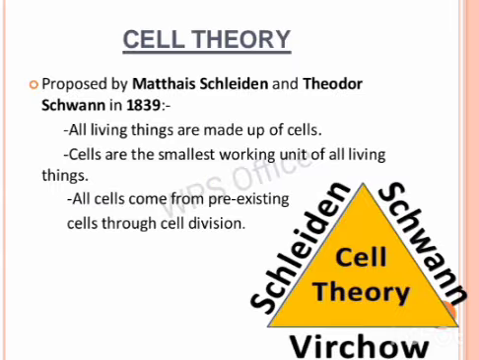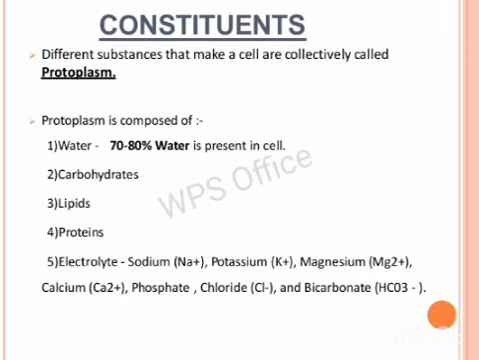Cell theory was proposed by Matthias Schleiden and Theodor Schwann in 1839. They said that all living things are made of cells. Cells are the smallest working unit of all living things. All cells come from pre-existing cells through cell division. So they described the cell theory.